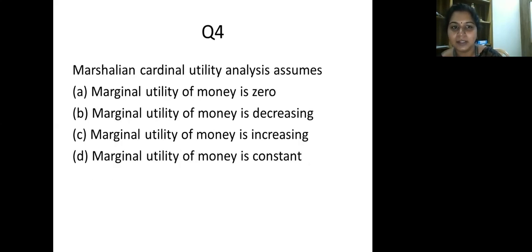And what about marginal utility in cardinal analysis? Cardinal utility analysis assumes what? It assumes marginal utility of money is 0, marginal utility of money is decreasing, marginal utility of money is increasing, or marginal utility of money is constant. Usually we will know that decreasing and increasing won't be correct. So either it is 0 or constant, and there we will get a confusion. In the explanation I have said it is not 0. 0 is wrong. Always it will be positive. We will get some utility out of money, right? So marginal utility of money is constant. Then only you can measure the utility. That's why we are assuming that. So the correct answer is B, marginal utility of money is constant.